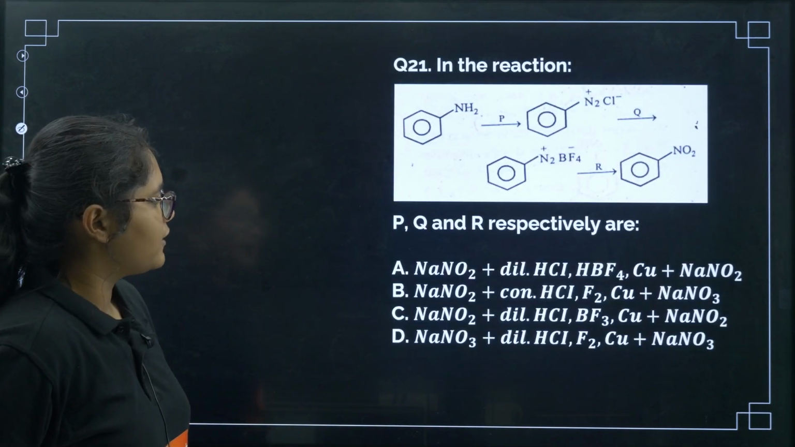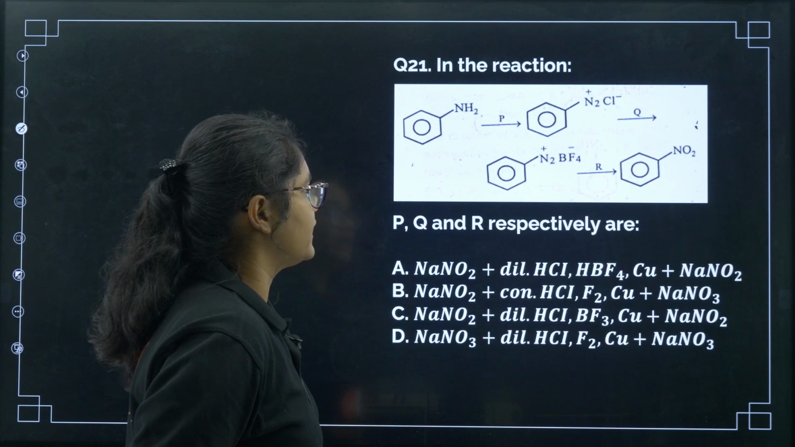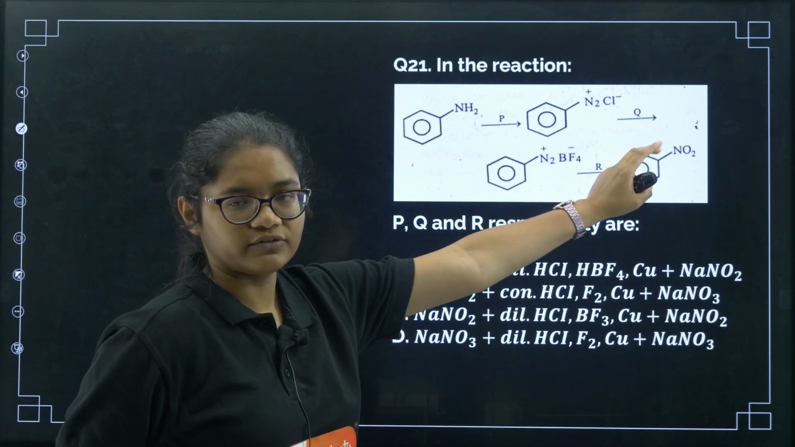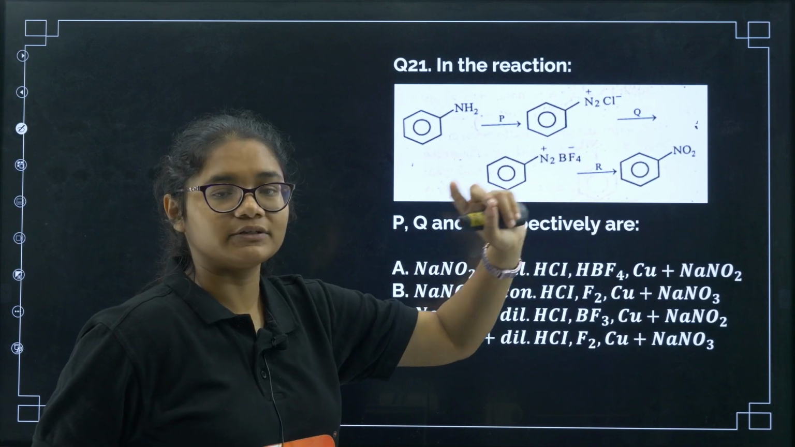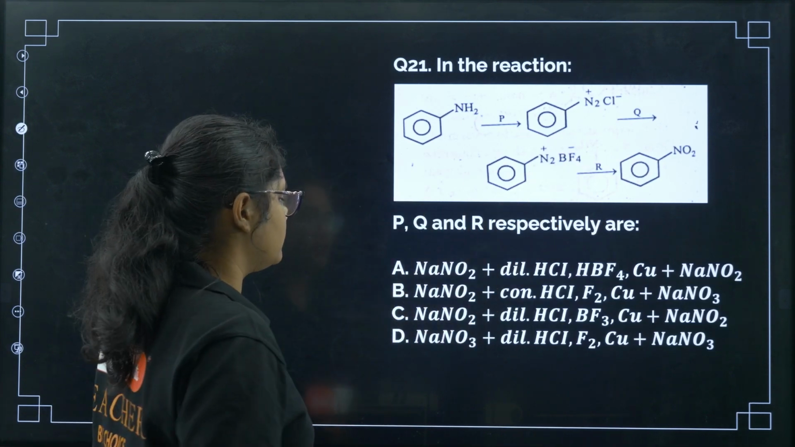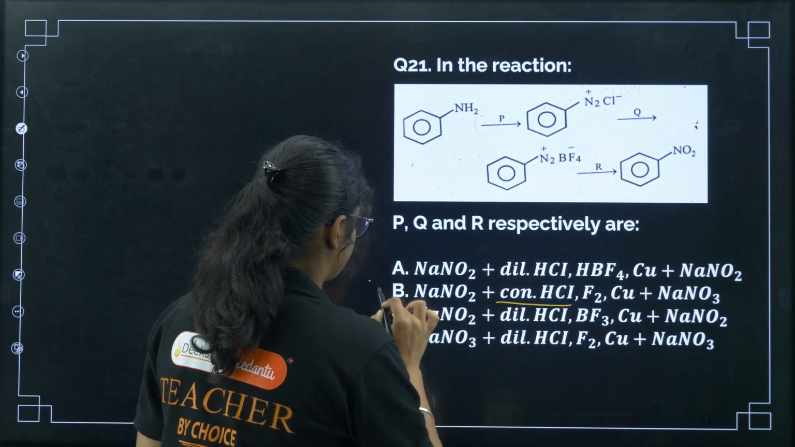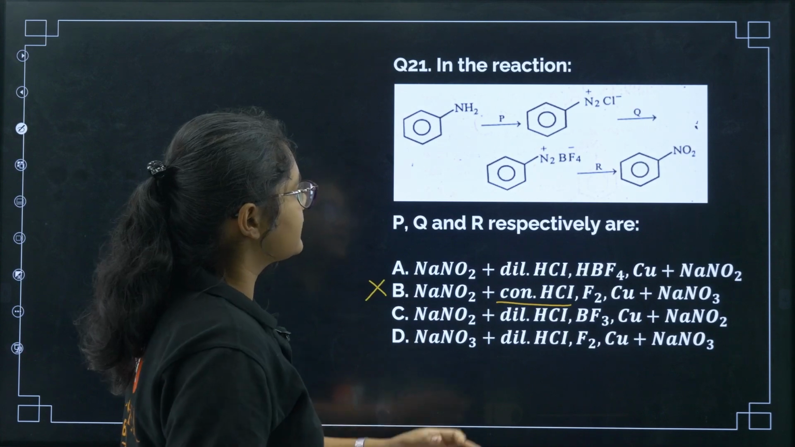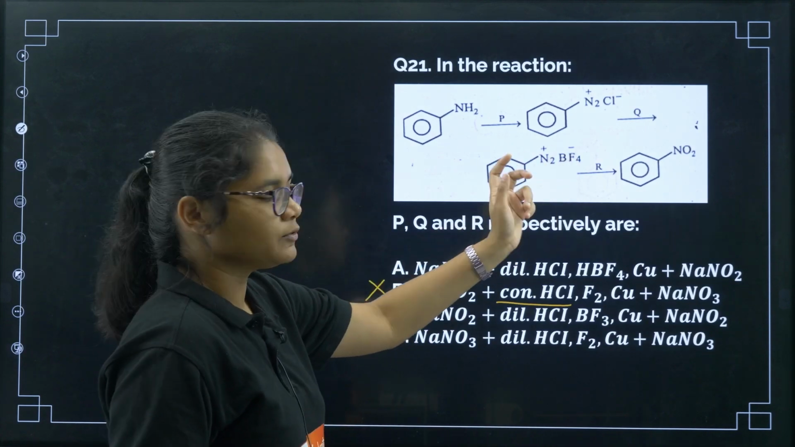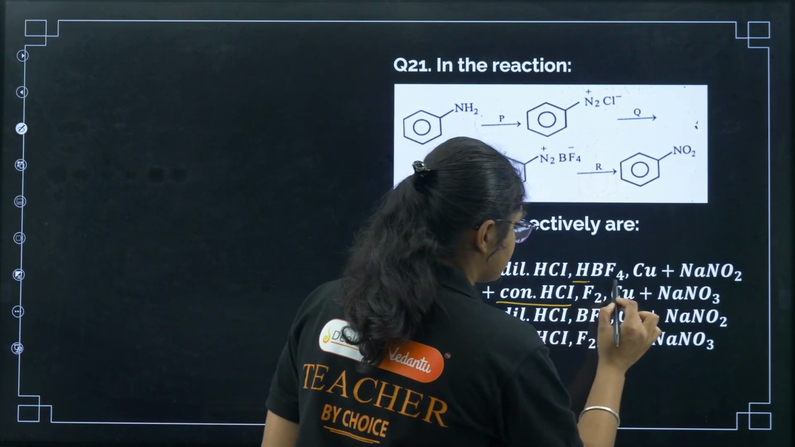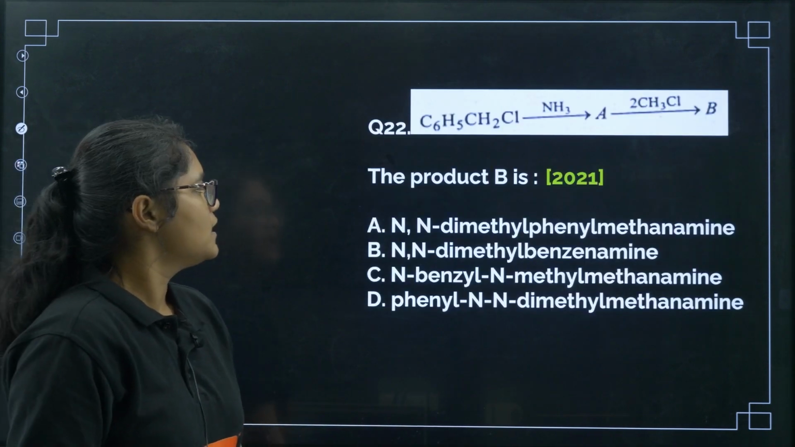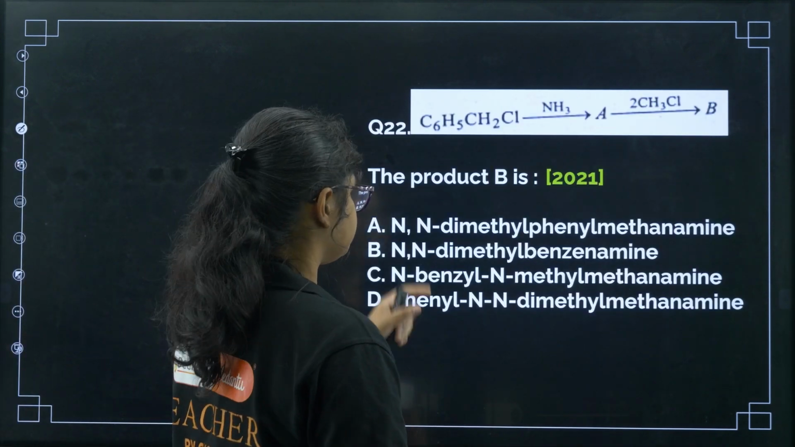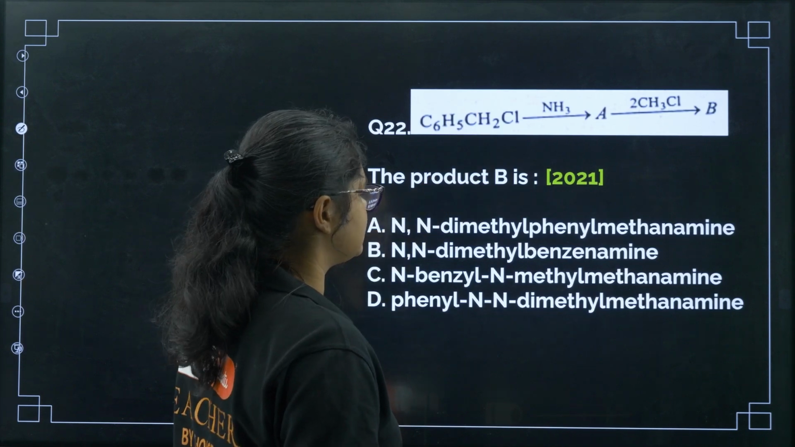Next we have P, Q, R respectively, you need to guess. First of all, NH2 to N2Cl minus, benzene diazonium chloride is getting formed, right? For that what we need? NaNO2 and dilute HCl. Here it is concentrated HCl, so remove this option. Next we have added BF4 minus. For that we need HBF4, which is only present in this option, so option number A will be the correct answer.